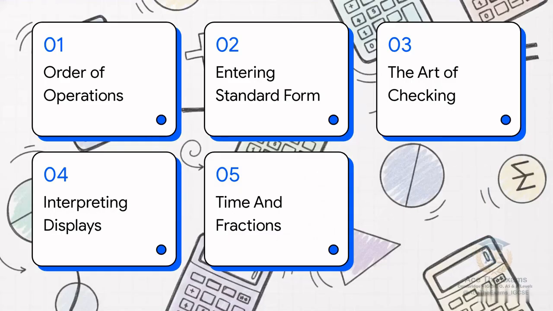All right, here is our game plan for today. We are going to comprehensively solve these calculator errors step by step, using a very simple, highly effective framework: input, output, and audit. First up, we'll tackle the order of operations. Then we'll look at the safest way to enter standard form. Number 3 is huge: mastering the art of the sanity check. Fourth, we'll learn how to translate your calculator's display back into the real world. And finally, we will conquer the absolute traps that are time and fraction conversions.